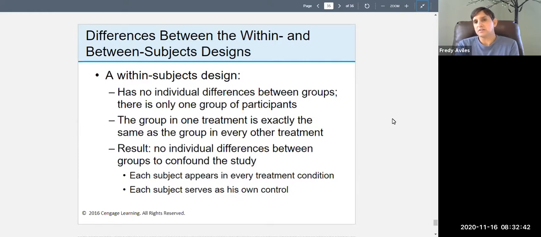Each subject appears in every treatment condition. Each subject serves as their own control. There are no differences between participants. They participate in every group. Okay, and I told you guys that already. In the previous slide, I explained what this slide is doing. Let's keep going.